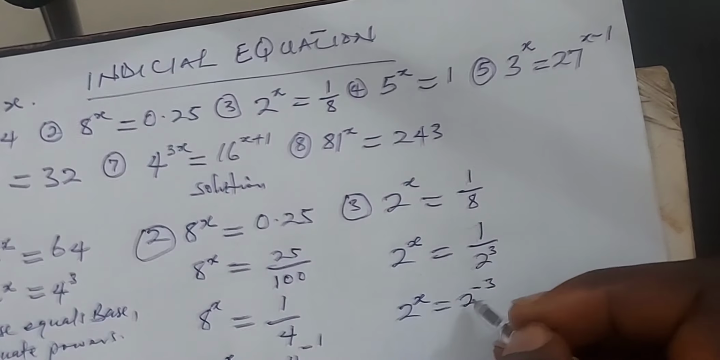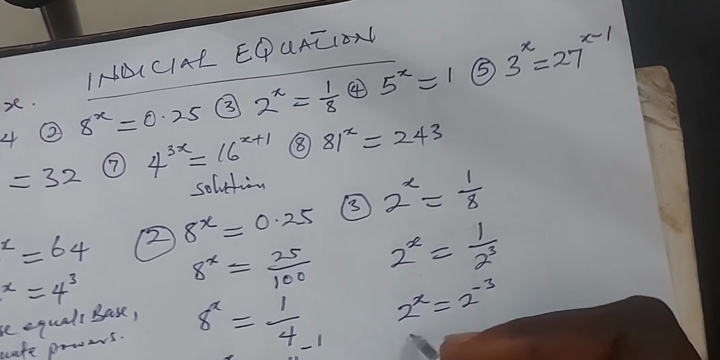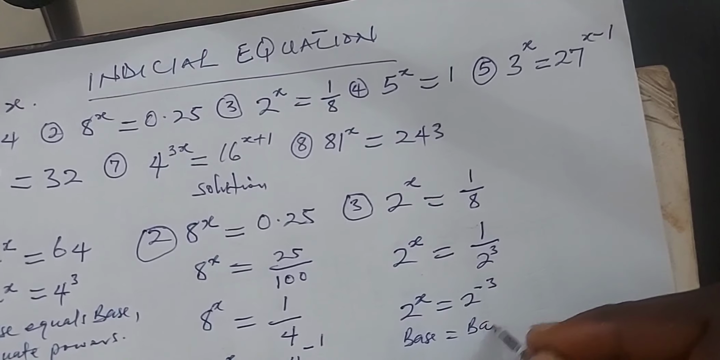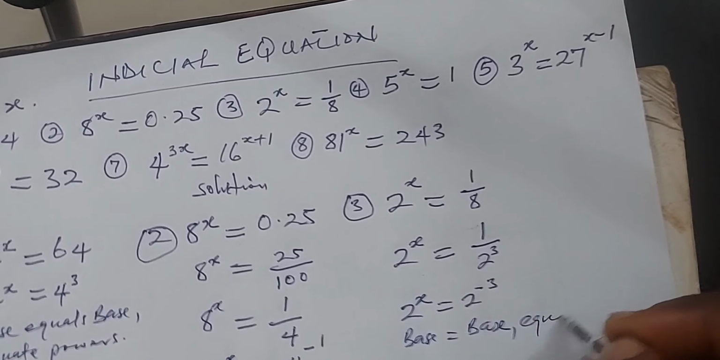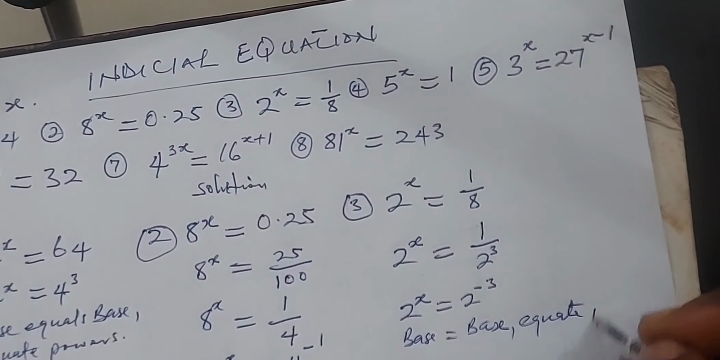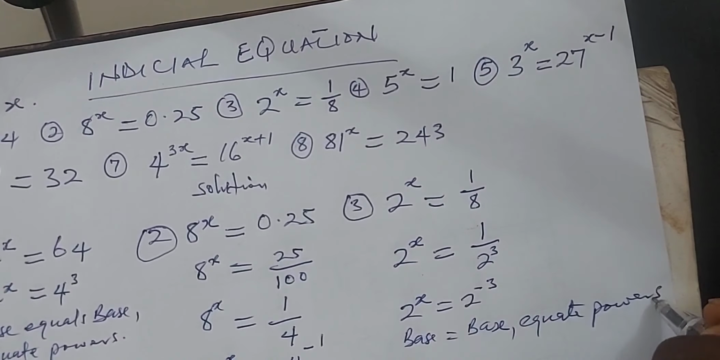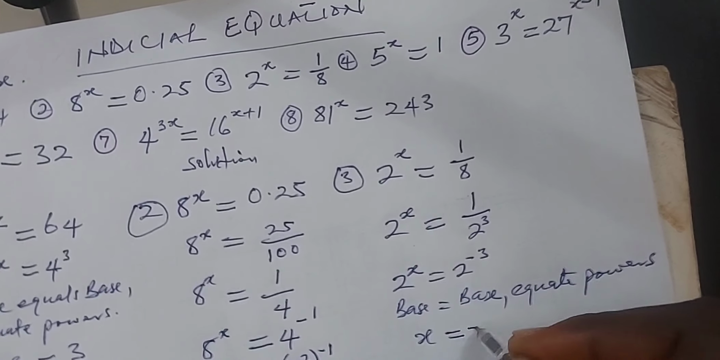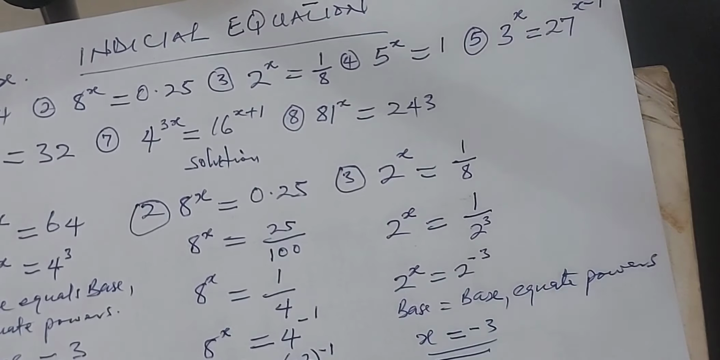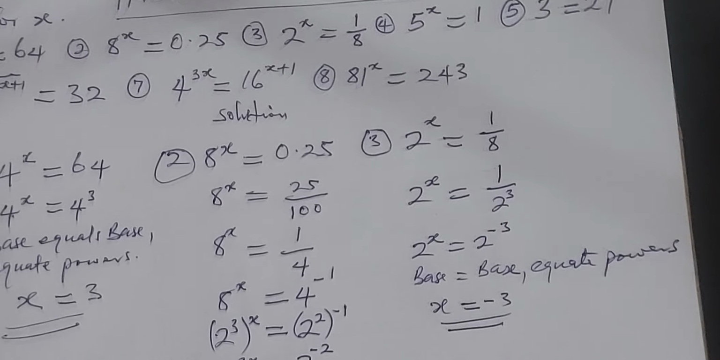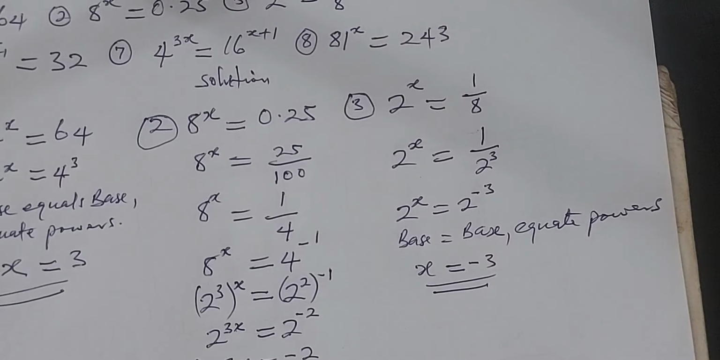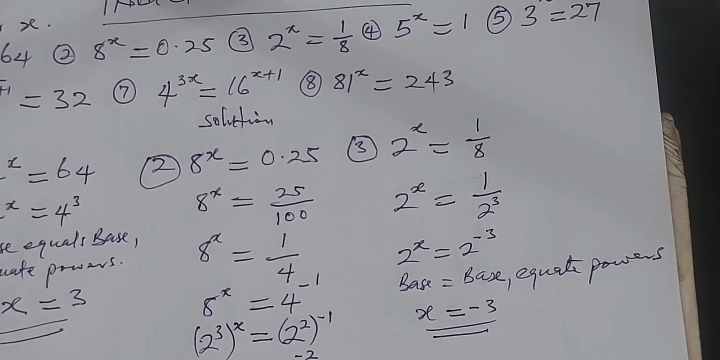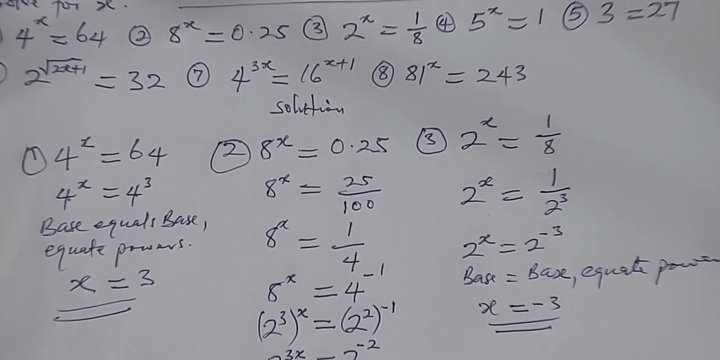We change it to this form. Now base equals base, equate powers. x is equals to minus 3. It's as simple as that.